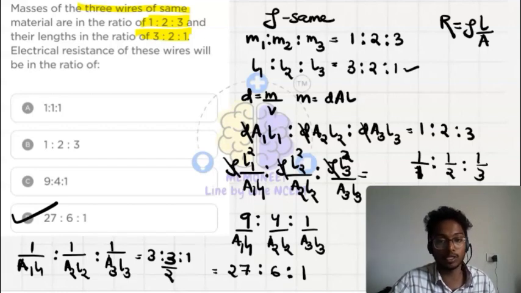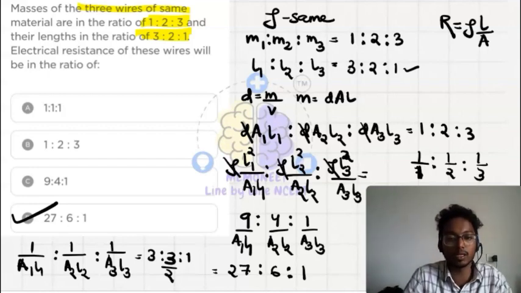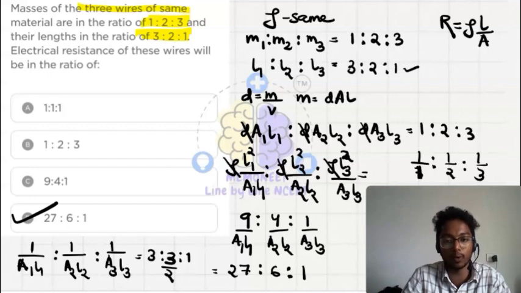I hope you understand this numerical, because this is one of the most typical types, as it has a lot of calculation and a lot of arranging here. Okay, if you can't understand, please watch it again, and if you ever face any difficulties, then you can ask me at any point of time.